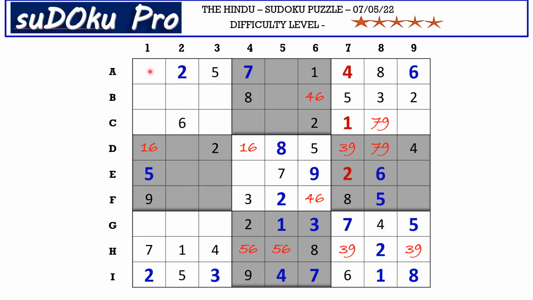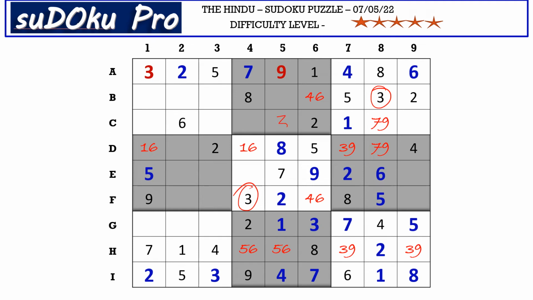Now in A row there are only 2 empty cells, and the missing numbers are 3 and 9. There is a 9 here in column 1 blocking the cell, so A1 takes 3 and A5 takes 9. There is a 3 here in B row and a 3 here in column 4, which blocks these two cells here. So C5 takes 3.